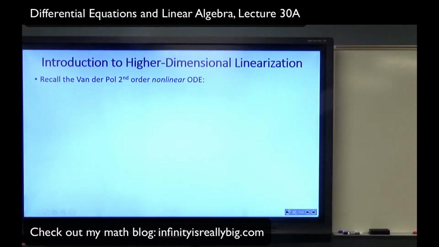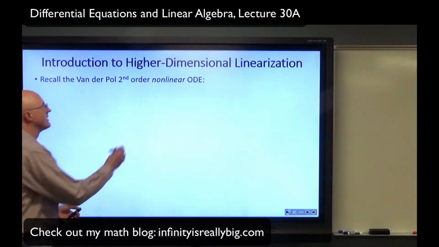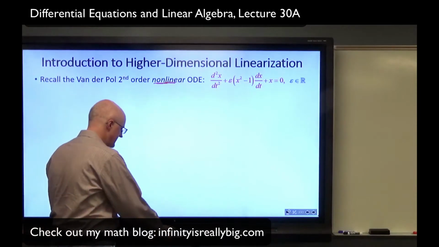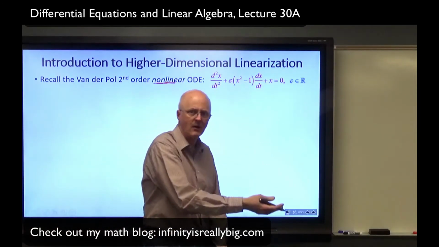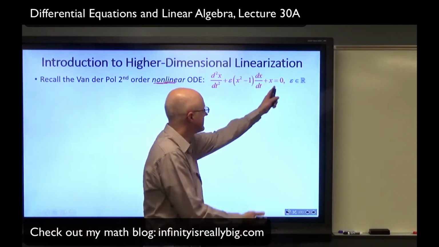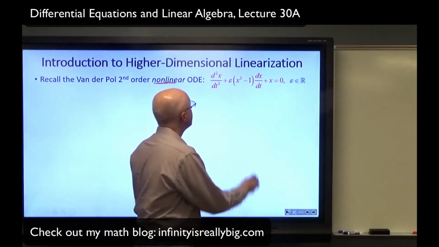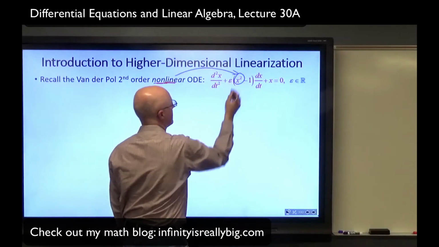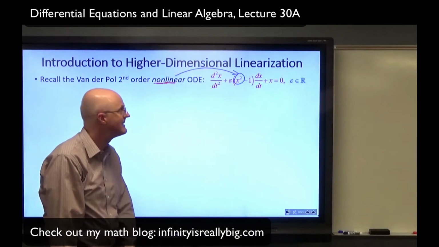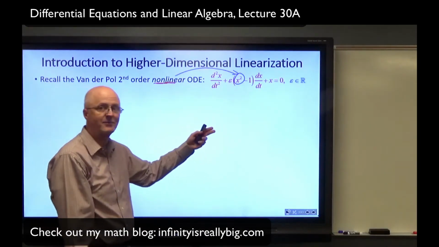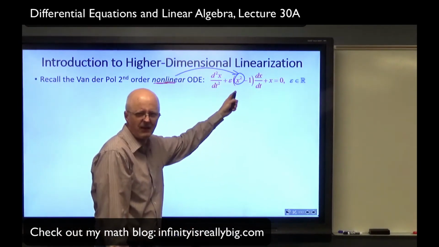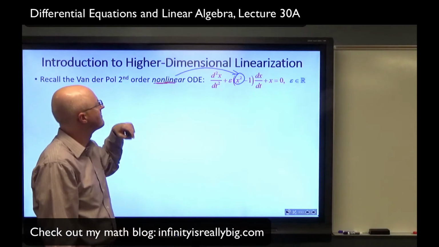We did talk about in 29A the van der Pol equation, the second order nonlinear ODE. The nonlinearity in this case doesn't come from a cosine forcing function. I mean, it's 0, it's homogeneous. The nonlinearity comes from the x squared right there. That's the nonlinearity. Okay? It's a differential equation for x instead of y. It's not a big deal. If it were y instead of x, that would be a y squared instead of an x squared.